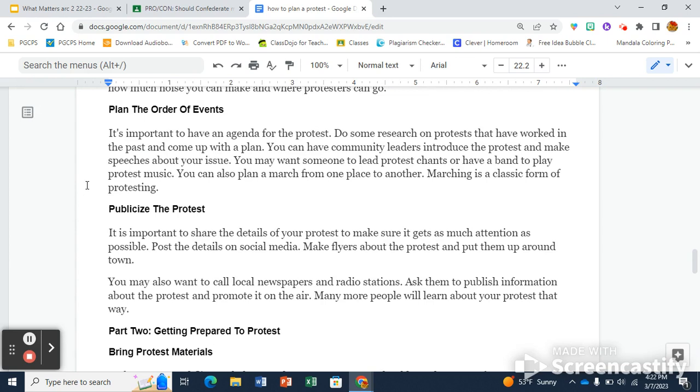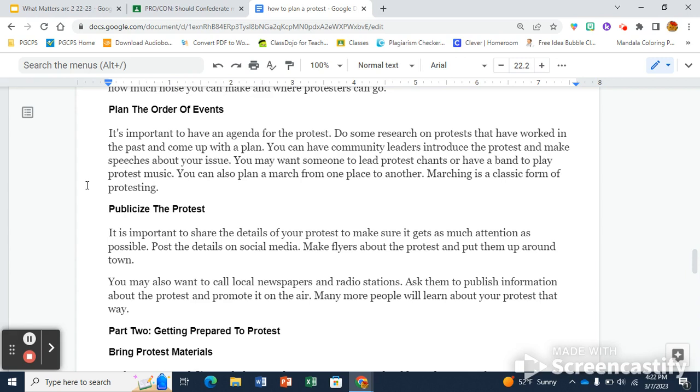Plan the order of events. It's important to have an agenda for the protest. Do some research on protests that have worked in the past and come up with a plan. You can have community leaders introduce the protest and make speeches about your issue. You may want someone to lead protest chants or have a band play protest music. You can also plan a march from one place to another. Marching is a classic form of protesting.